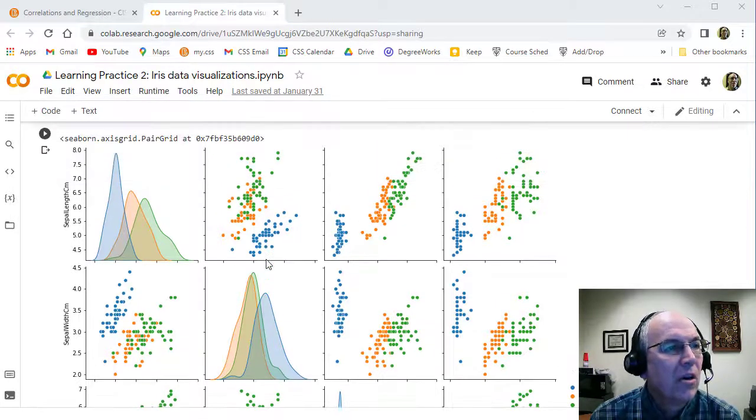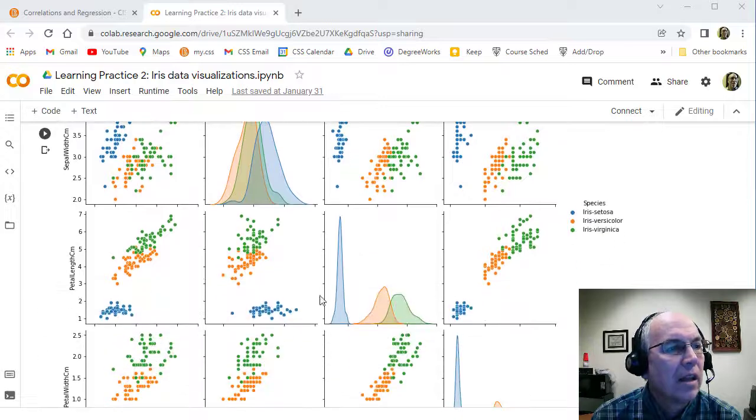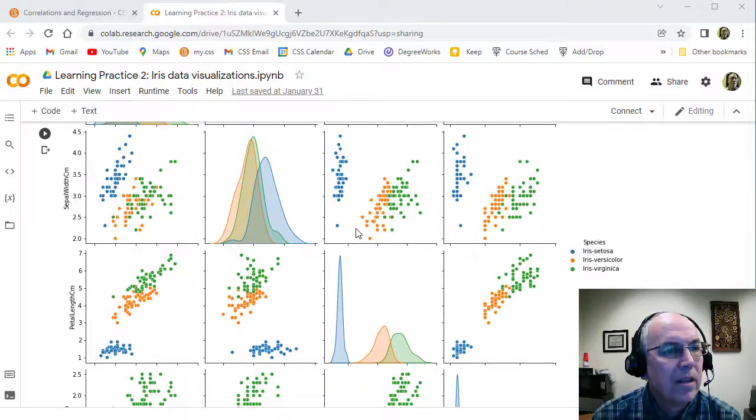One thing to note on these graphs, often we only plot half of them because these are mirrored. So this graph and this graph will mirror each other. And again, this graph will mirror each other. Just the x and y axes are flipped for this.